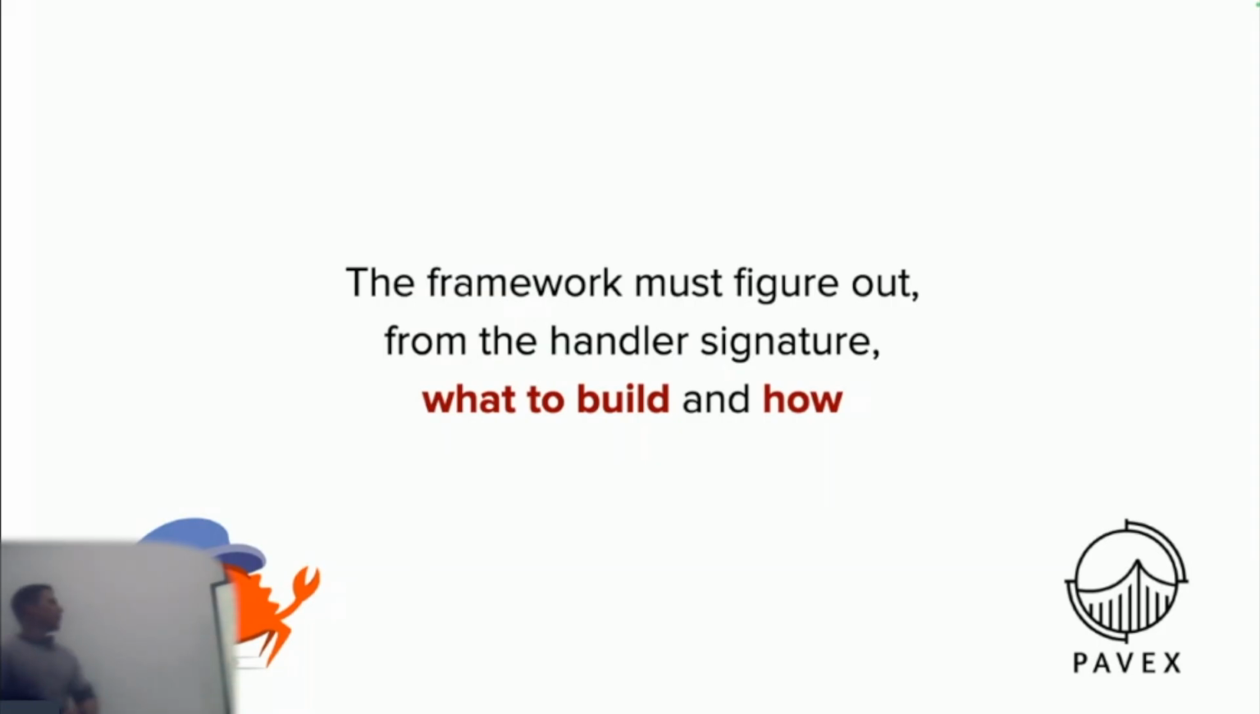We'll see how. But generally speaking, the pattern here is that to allow that kind of signature, the framework now must have a way to look at your handler and say, what needs to be built? So what are the dependencies of this handler? And once I've identified them, how do I build them? So how do I get a logger? How do I get an HTTP client? How do I get a user ID?